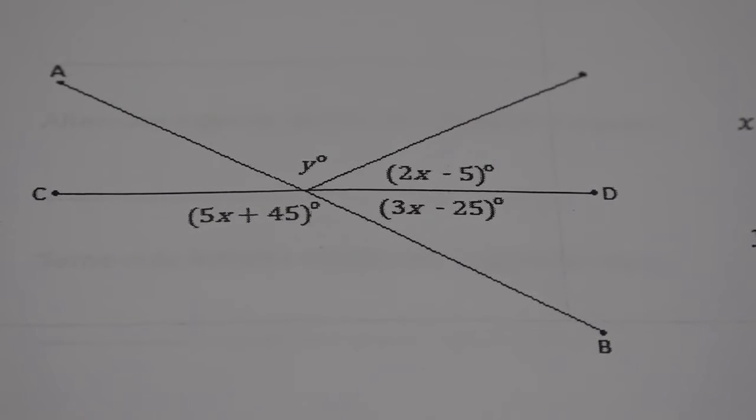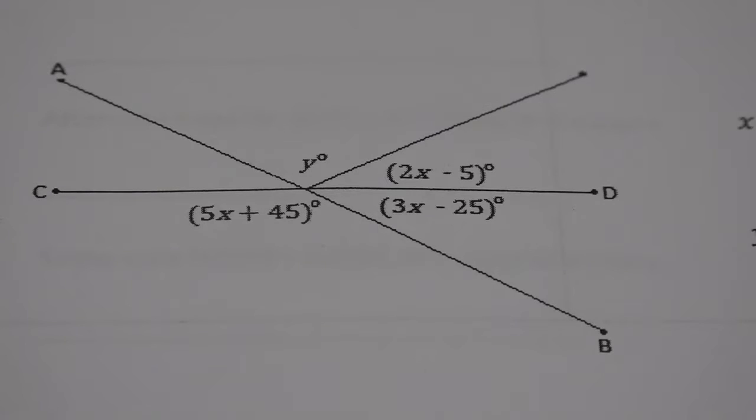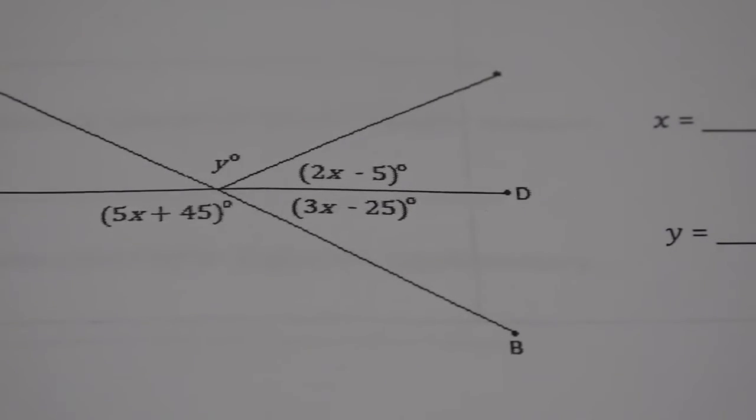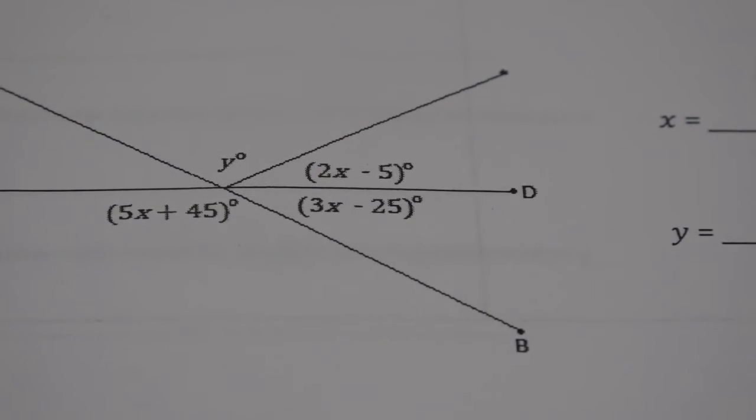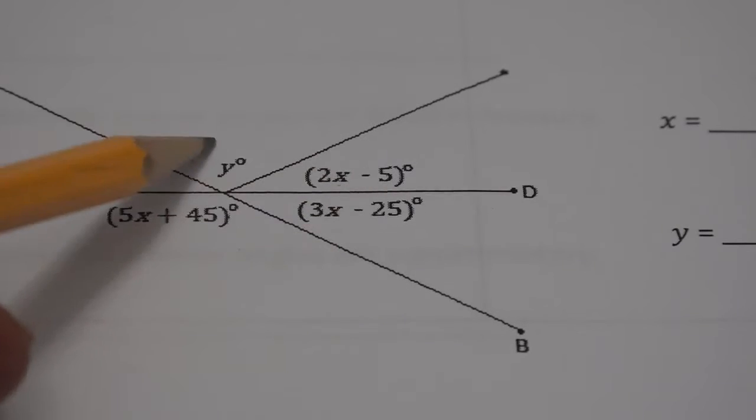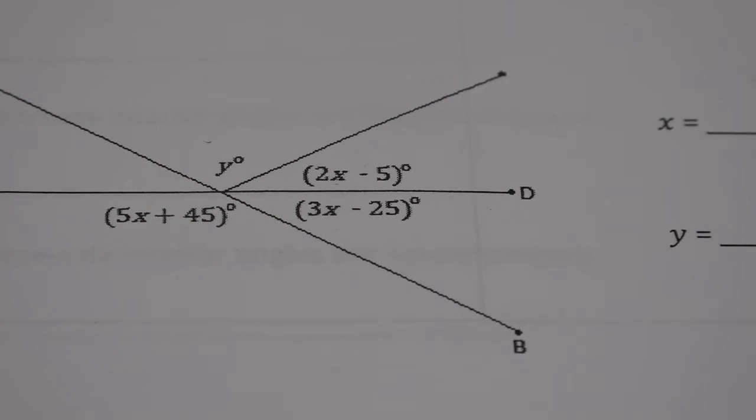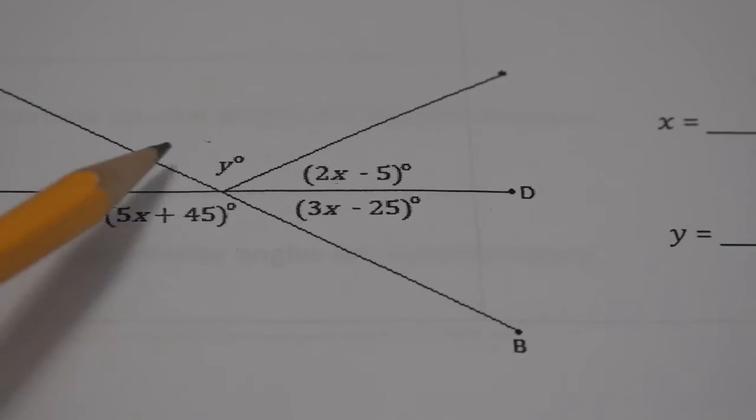Okay, once again, what do we have? I'm supposed to find the value of x and y. Now, how in the world am I going to do that? I know that this and this and this is 180. But I have a y and I have an x, so I cannot work with that.